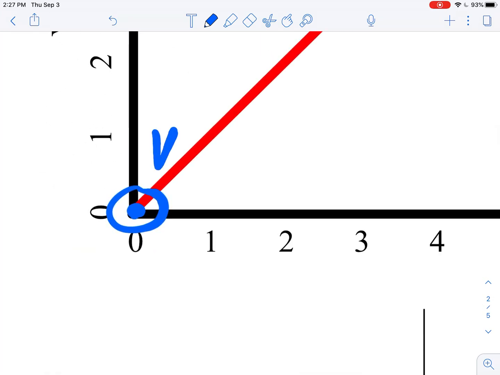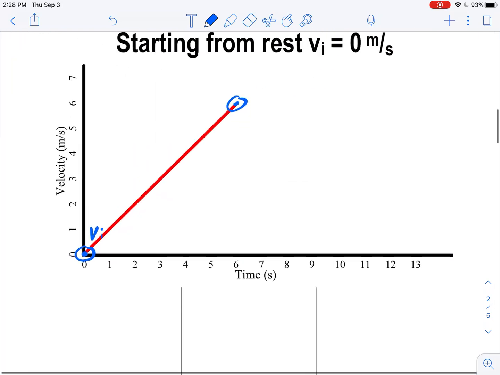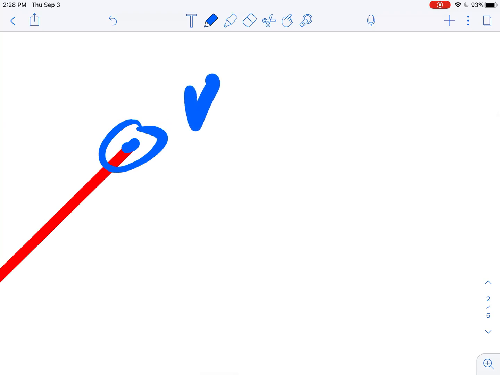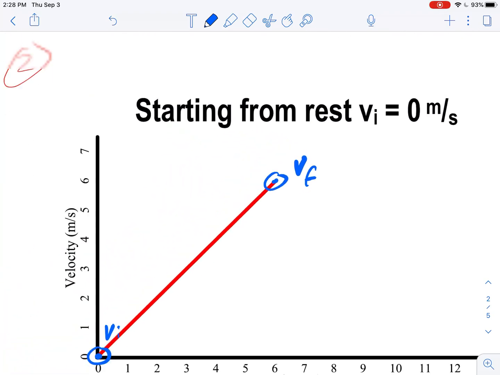I'm going to label this as VI, where the I stands for initial. That's just a way that we signify starting. And then this point up here, I'm going to label as VF, so that's final or ending.